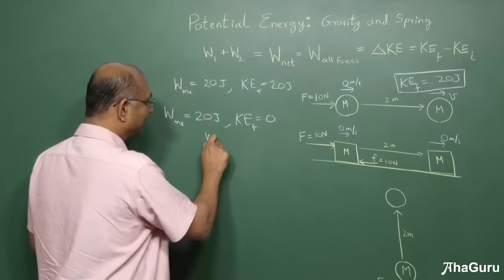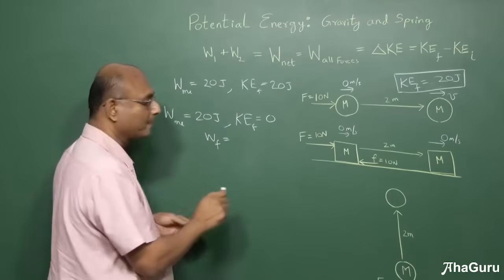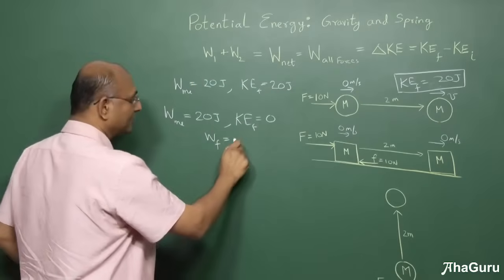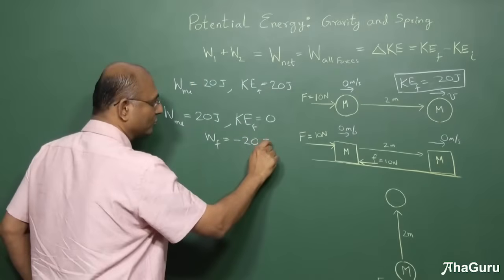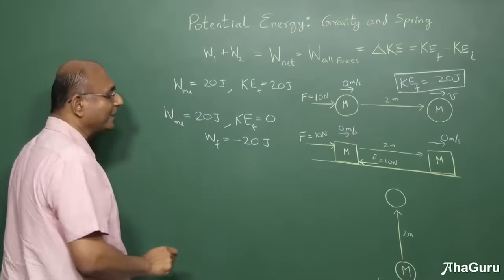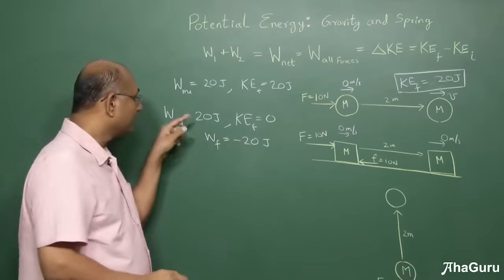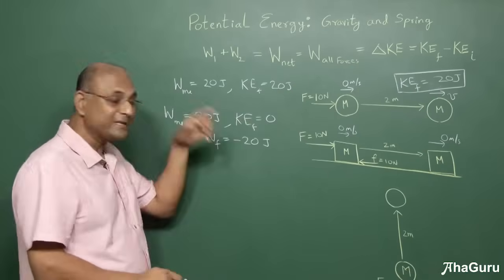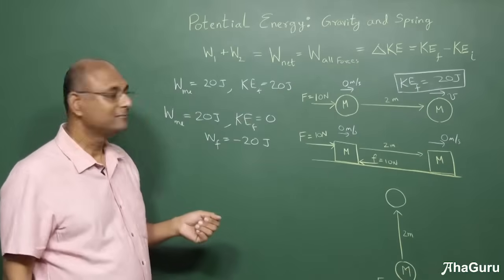So what is the work done by friction? 10 in the opposite direction, so minus 20 joules. 10 into 2, minus 20 joules. So can you see that this energy did not go to kinetic energy. It went to friction eating up the energy.